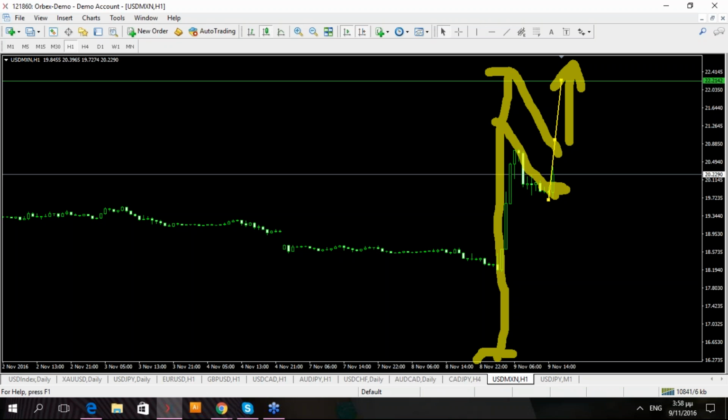22.21 area. It's quite close to the 22.20 psych number. So you are at 20 right now for USD versus Mexican peso. So if you do want to exit based on the principles of psychological numbers, you want to always exit before 22.20, below by 10 pips, at least 22.10, so that you don't get caught out in the market too easily.